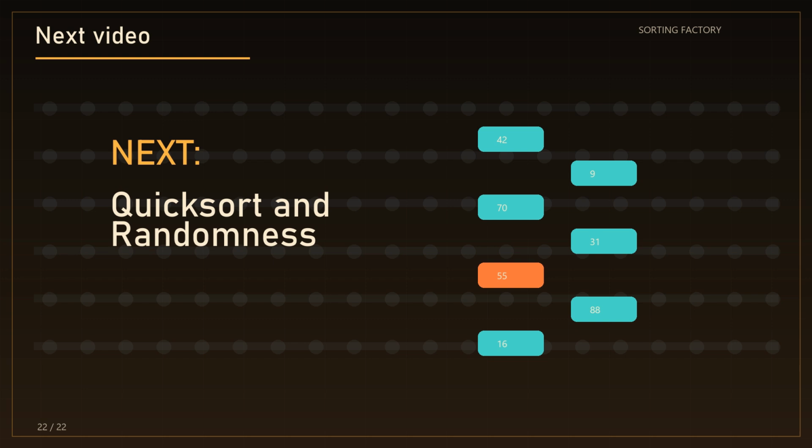In the next video, we will zoom into quicksort and randomness. We will see why pivots control the whole story, how randomness prevents predictable disasters, and why a tiny random choice can turn a fragile strategy into a powerful practical algorithm.